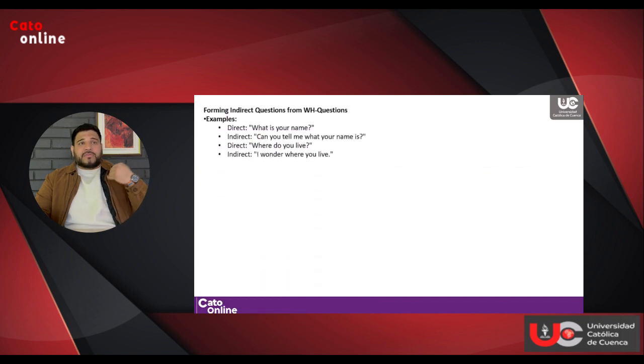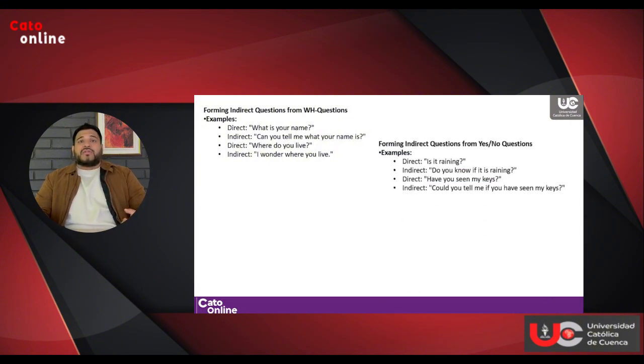Okay? So we can form indirect questions from WH questions. For example, what is your name, as a direct question. But if you want to sound more formal: can you tell me what your name is? Or you can change the expression. Direct question: where do you live? Indirect: I wonder where you live.